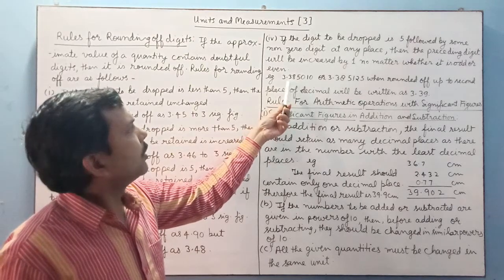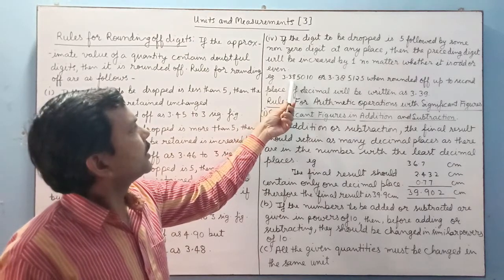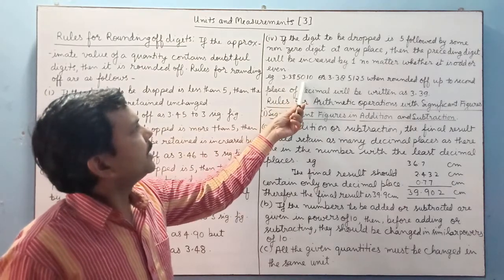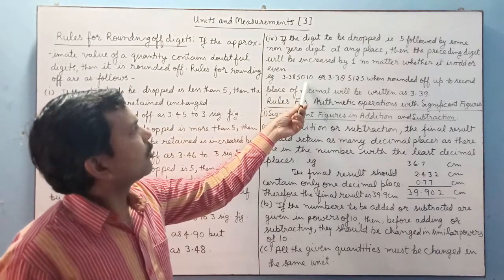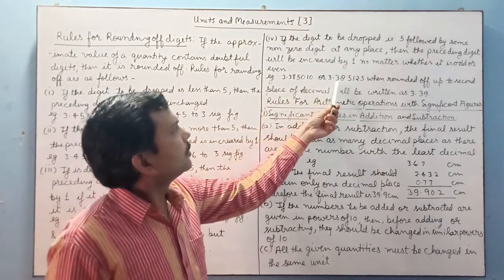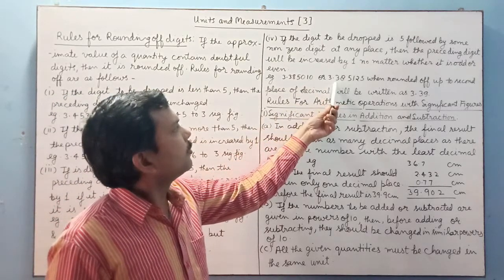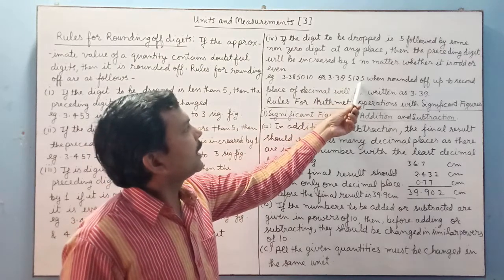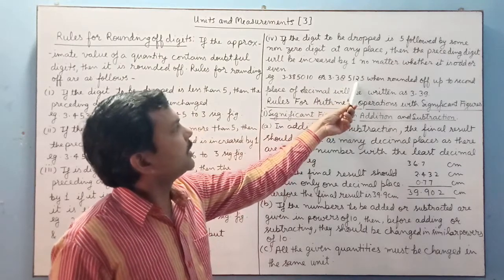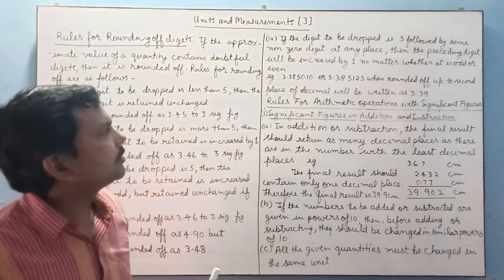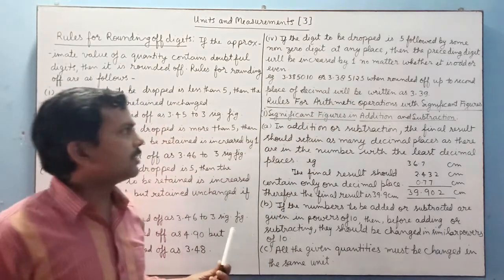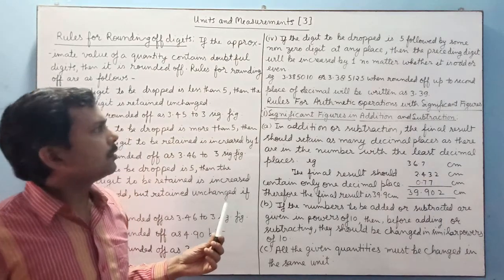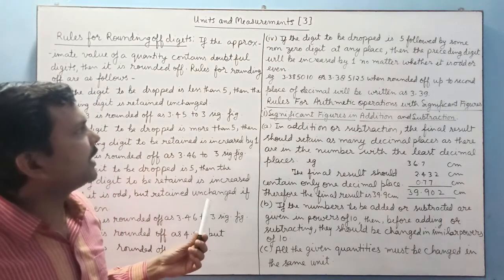Here in this example, 3.385010, 5 is followed by 3 digits which are non-zero, and here also in this example 3.385125, 5 is followed by 3 non-zero digits. In this case, when the digits are rounded off up to second place of decimal, it will be written as 3.39.